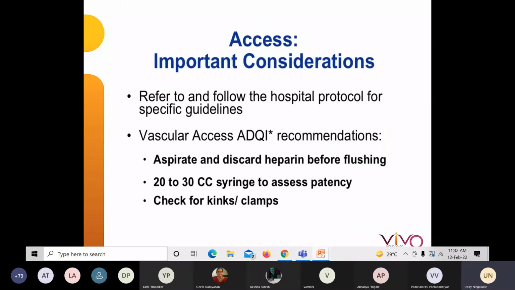Access is an important consideration. Refer to and follow the hospital protocol for the specific guidelines. For vascular access adequacy, guidelines recommend that you aspirate and discard the heparin before flushing. When the vascular access is filled with diluted heparin, it has to be discarded before flushing. Use a 20 to 30 ml syringe to assess patency and check for kinks and clamps.